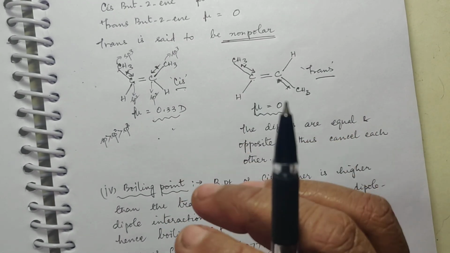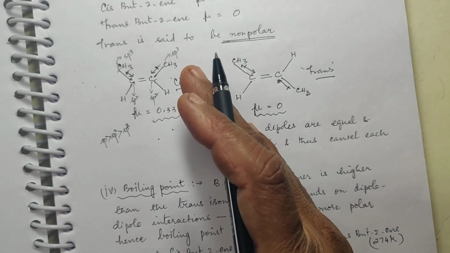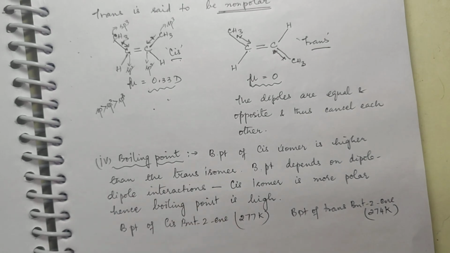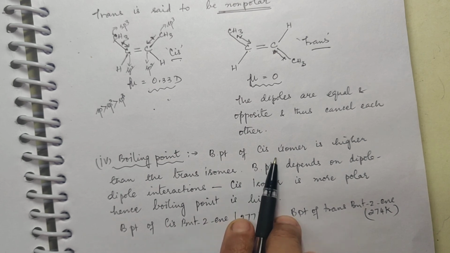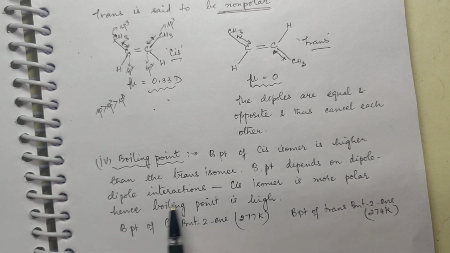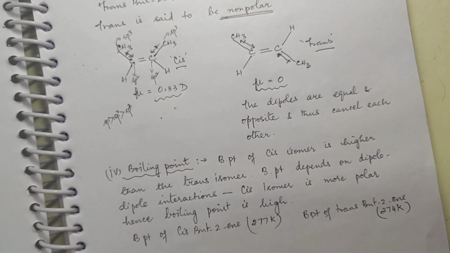That means whenever a particular molecule is polar, dipole-dipole interactions will be there within the molecules. Now, if dipole-dipole interactions are there, then boiling point is obviously to be on the higher side. So, boiling point of cis isomer is higher than the trans isomer because it depends on dipole-dipole interactions. Since cis is more polar, dipole interactions are much stronger, so boiling point is also high. Okay, so this is about geometrical isomerism. You need to know only this much. This is enough.